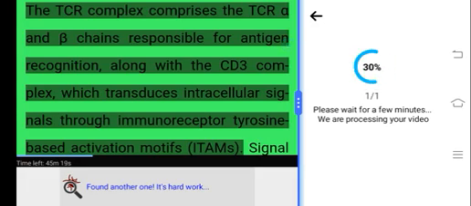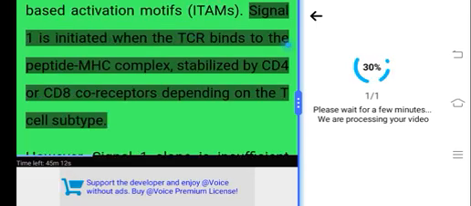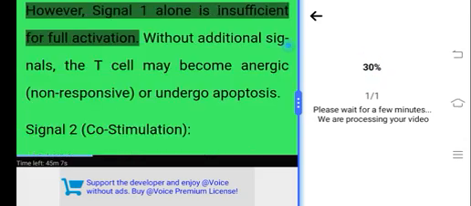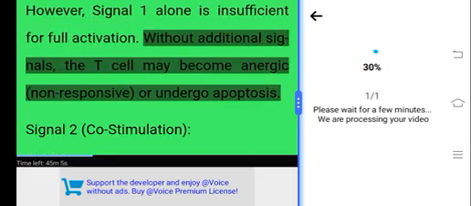The TCR complex comprises the TCR alpha and beta chains responsible for antigen recognition, along with the CD3 complex, which transduces intracellular signals through immunoreceptor tyrosine-based activation motifs (ITAMs). Signal 1 is initiated when the TCR binds to the peptide-MHC complex, stabilized by CD4 or CD8 co-receptors depending on the T cell subtype. However, signal 1 alone is insufficient for full activation. Without additional signals, the T cell may become anergic, non-responsive, or undergo apoptosis.